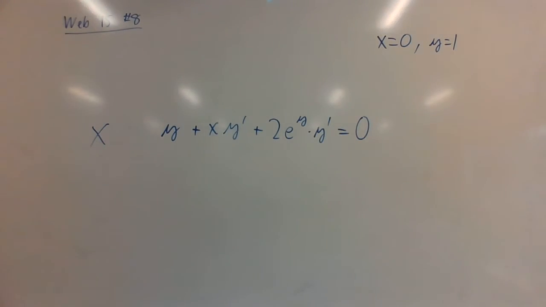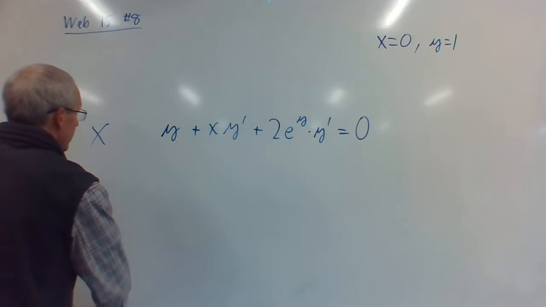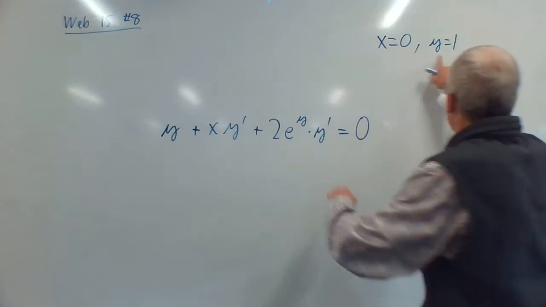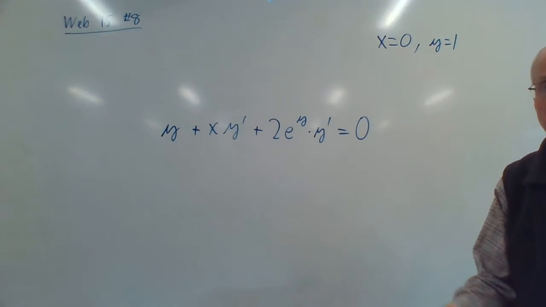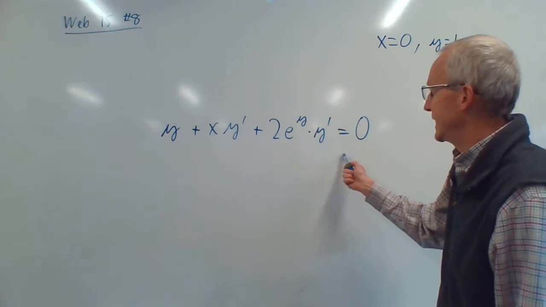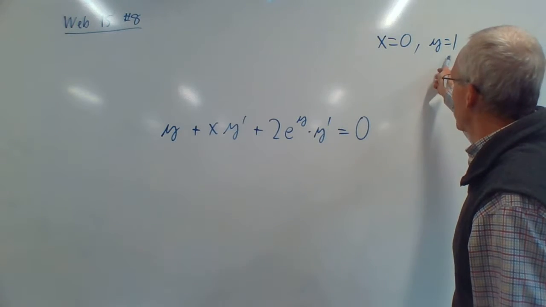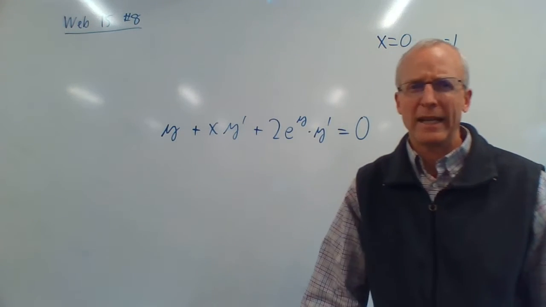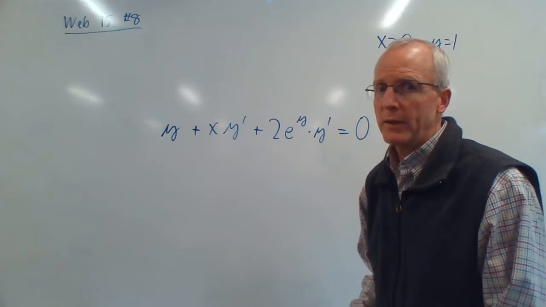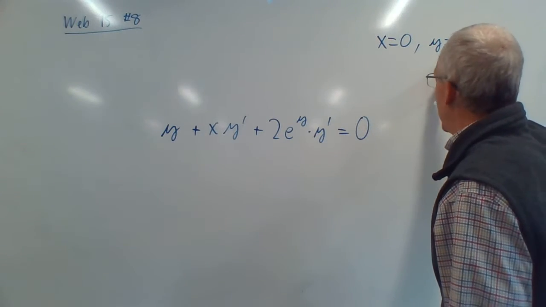So now trick number 1 is we want to find y prime at x equals 0, y equals 1 before we move on to the next step. Before we take the derivative of this again to get y double prime, we want to find y prime because we're going to have a y prime in our final answer for y double prime, and we're going to have to get rid of it. So now we find y prime when x equals 0, y equals 1.